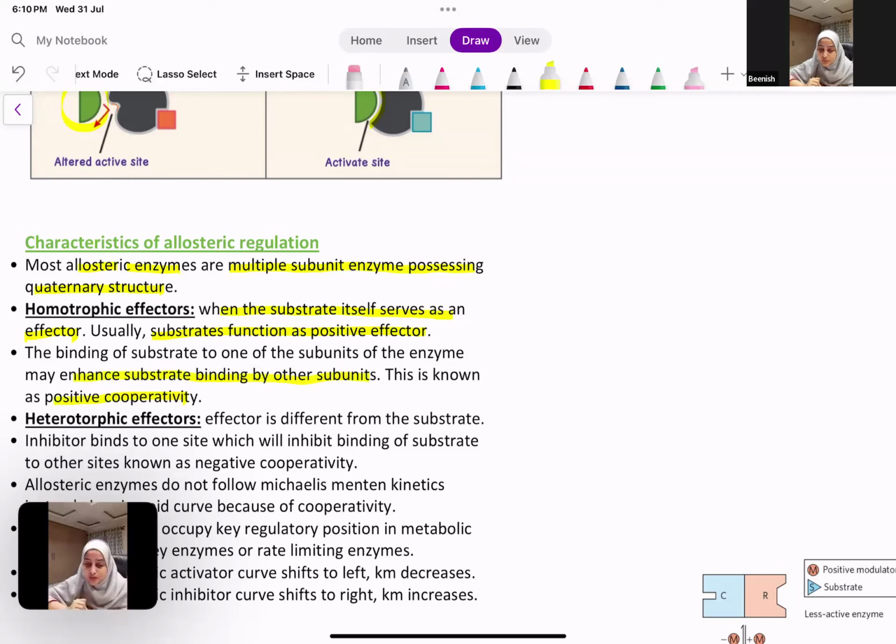So what is happening, as we mentioned, is that your allosteric enzymes have multiple subunits. Okay, so because of the binding of the substrate at one of the sites, the binding of the substrate to the other sites is going to be enhanced. This is known as positive cooperativity or homotropic effect. That is, your modifier is the same as the substrate. Okay, so in other words, you can say your substrate itself is acting as an effector. That is the homotropic effect.